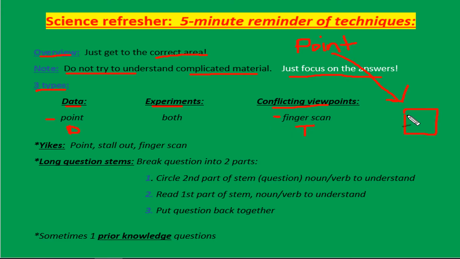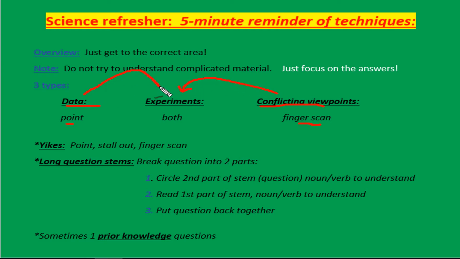When we finger scan, we're going to look at the question stem, find the most relevant words. Usually they're going to be verbs. And then simply go up into the text area at the top above the experiment or in the mini introductory paragraph at the top and simply try and find those words. Once again, since it's science, I like looking for the verb, but however, sometimes it might be the noun. Data, point, conflicting viewpoints, finger scan. All right. Why do we finger scan in conflicting viewpoints? Because it's all text. Well, sometimes we have both.